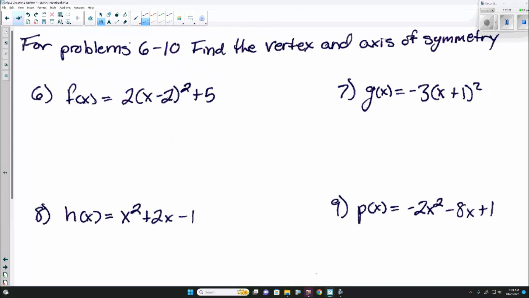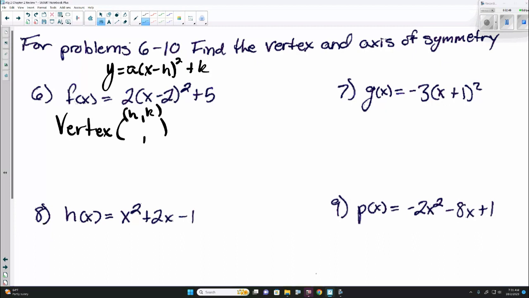Now that brings us to these here. Now there is a reference guide for these here in the back of your note sheet, and 6 and 7 are set up in Vertex Form. This here, where the vertex for Vertex Form is the point h comma k. So our h value is right here, k value is on the outside. So it tells us the k value is 5. H value, since we have minus 2 coming out of the parentheses, would make it positive 2.